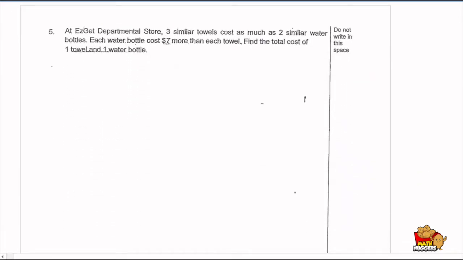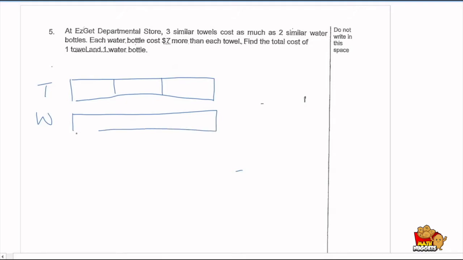Question 5. 3 towels cost as much as 2 water bottles. So towels and water bottles. Three towels cost as much as 2 water bottles. So you notice I draw them the same. Now each water bottle costs $7 more than each towel. So if I were to compare 1 unit of each, water bottle costs $7 more than each towel.